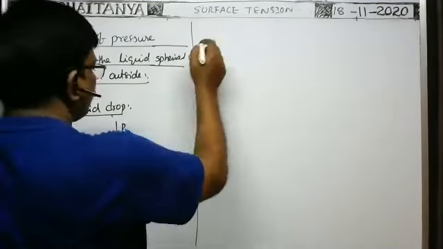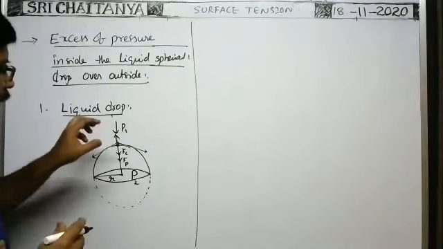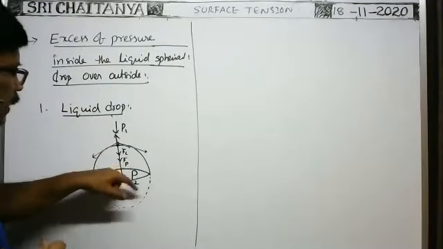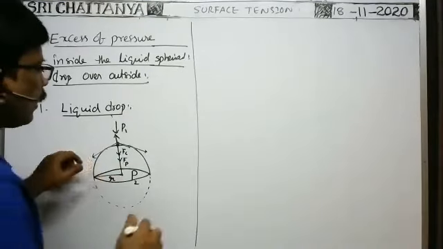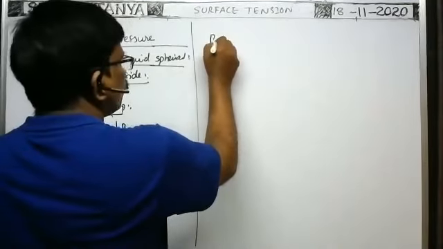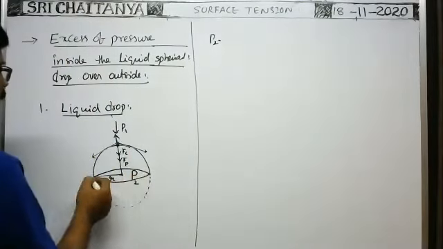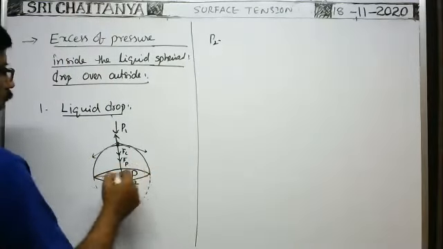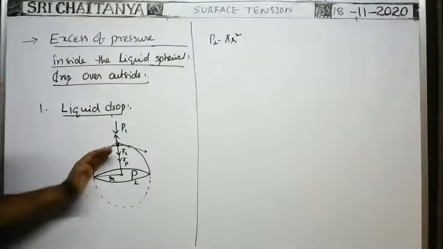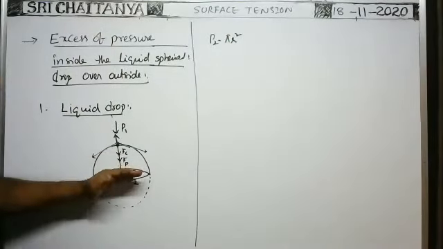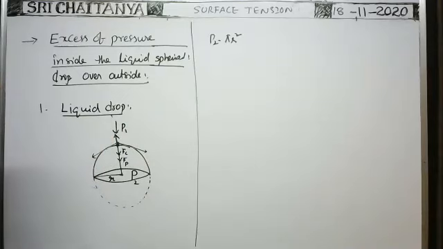So the force due to this pressure P2 inside the liquid drop on the hemispherical drop is equal to P2 into the effective area of this hemispherical drop, which is pi r square. So P2 pi r square is the force due to pressure inside the liquid drop acting on this hemispherical drop.